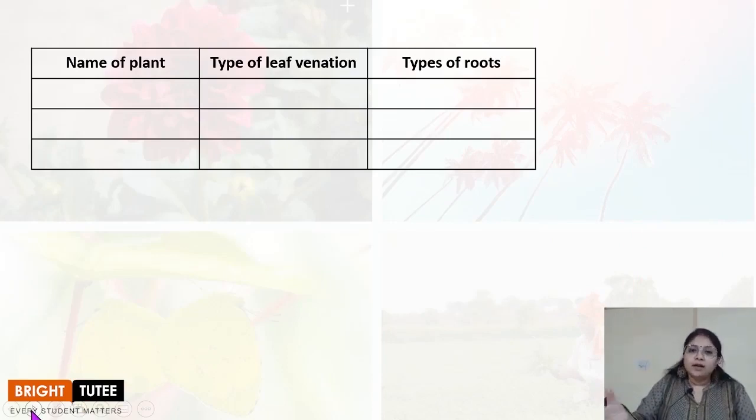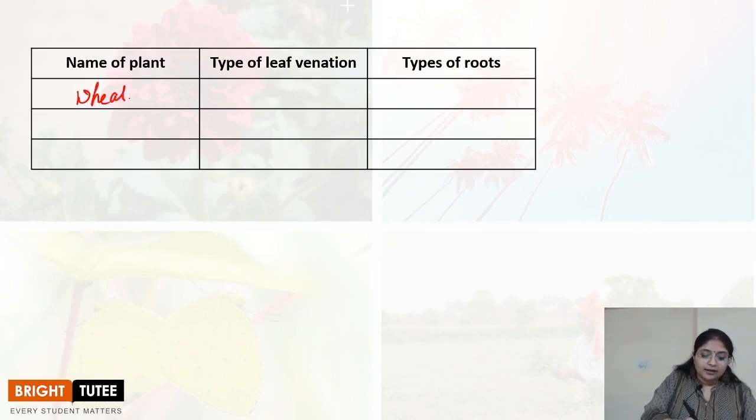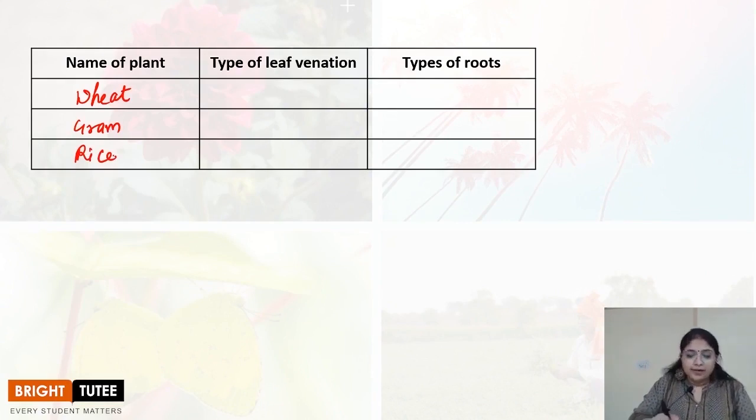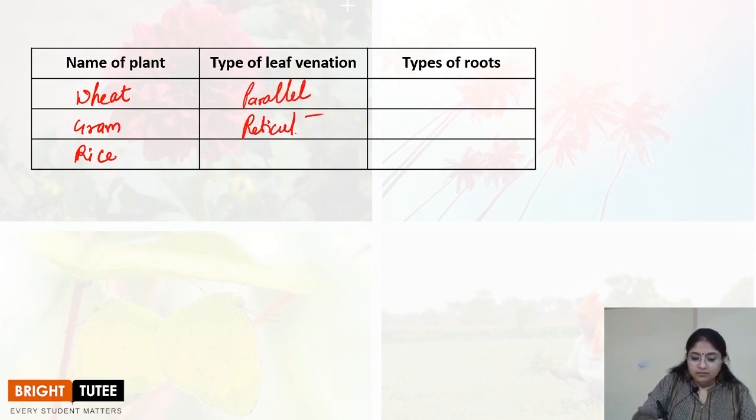You can take the plants which you know, plants like wheat, right? Then you can take plants like gram, right? You can take a plant like rice. Then you can observe what type of leaf venation they have. So wheat has parallel venation, whereas gram has reticulate. And with this you will be able to see the type of root.